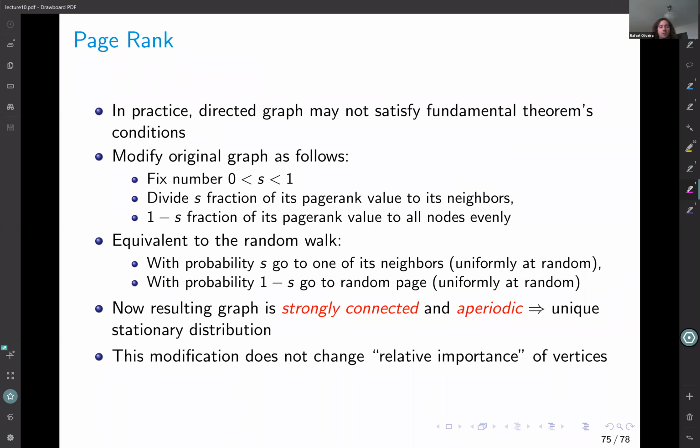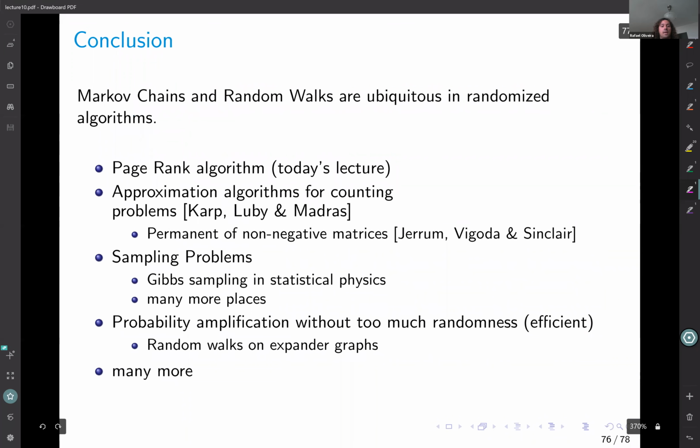So this is an application of Markov chains in the real world. Just to conclude these two lectures, what did we learn? Markov chains and random walks are ubiquitous in randomized algorithms. You can use them for the PageRank algorithm, for example, in today's lecture. You can use them for approximation algorithms for counting problems, another amazing final project. You can use them for sampling problems. You can also use them for probability amplification without using too much randomness, and many more applications.